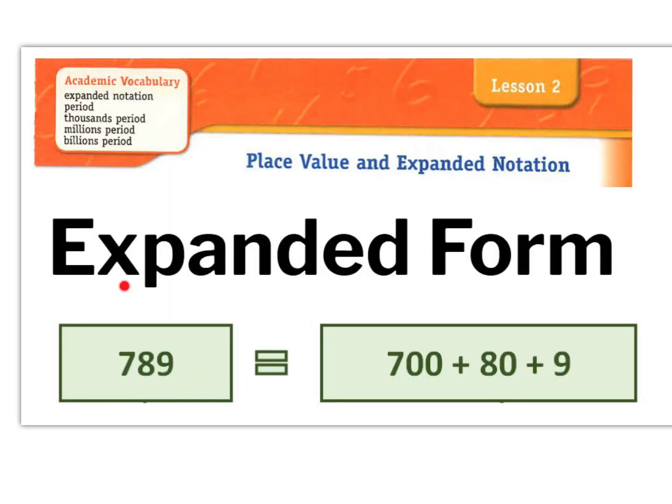Our first vocabulary word today is expanded form. When we look at expanded form, what that means is if we have a number, so 789, we expand it. We break it into the different parts by their place values. So there's 9 ones, there's 8 tens, so that value is 80, and there's 700, so that value is 700, just like we talked about in lesson 1. So in expanded form, you would write it as 700 plus 80 plus 9. This is the expanded form.